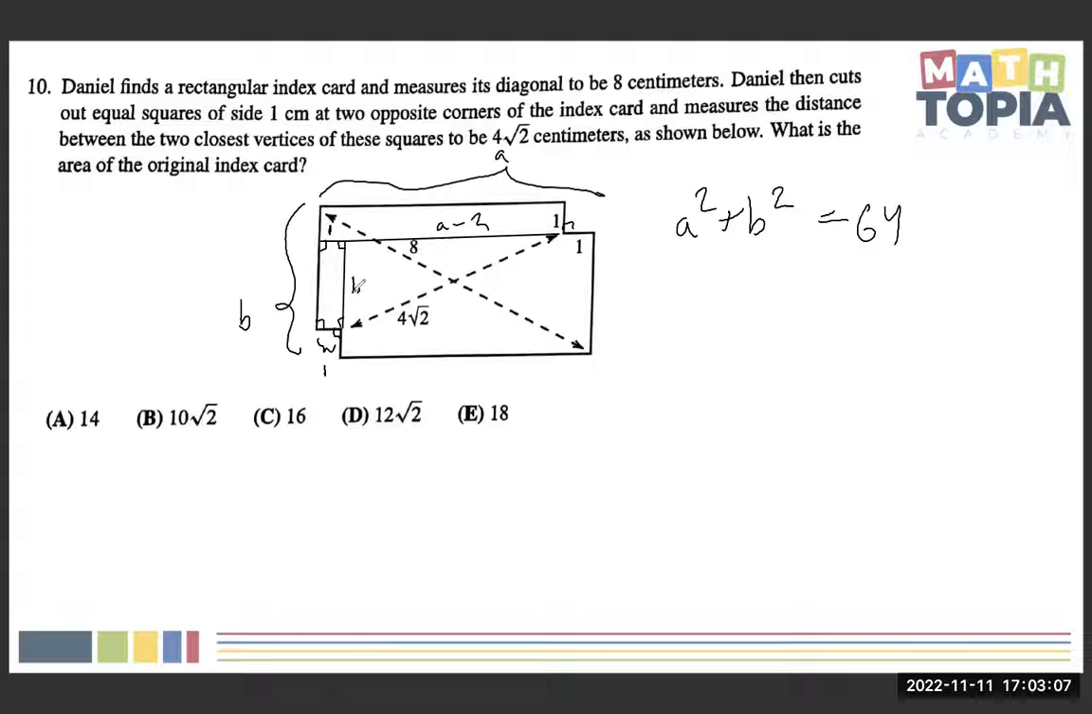And we follow the exact same steps to get that this length here is B minus 2.